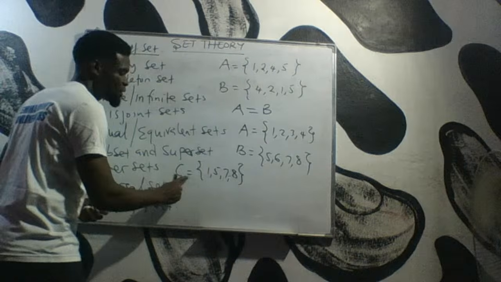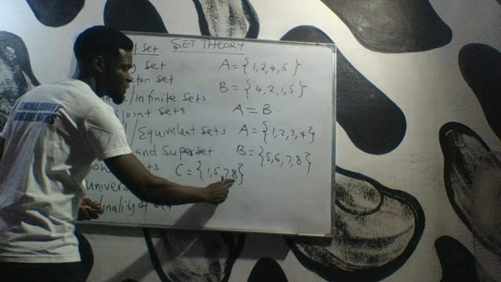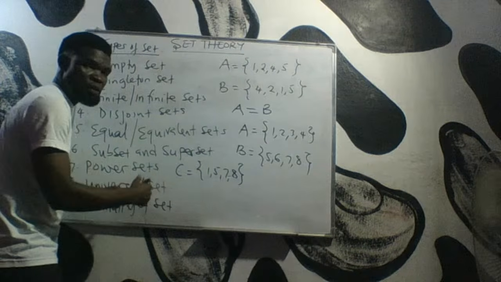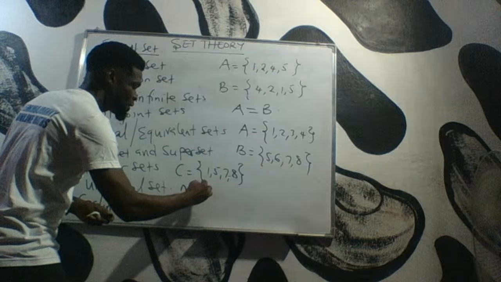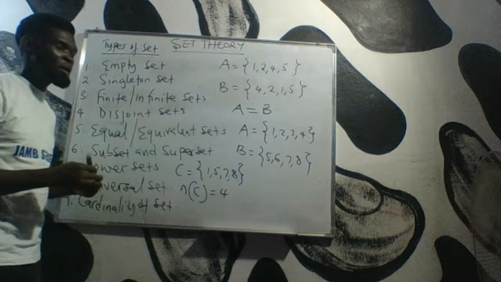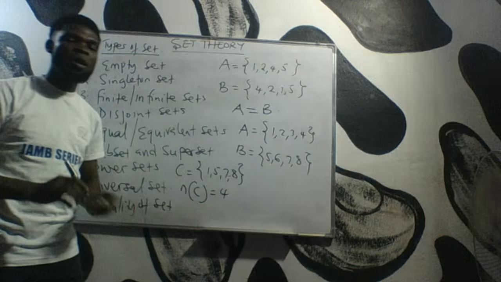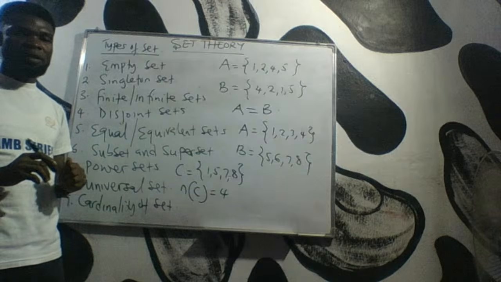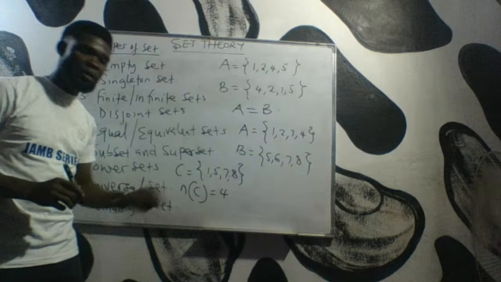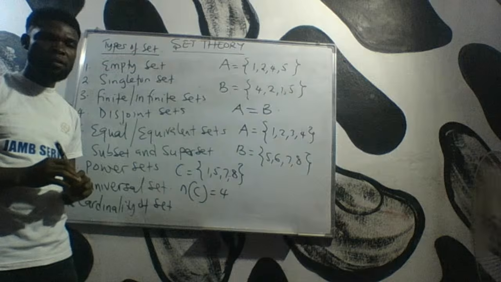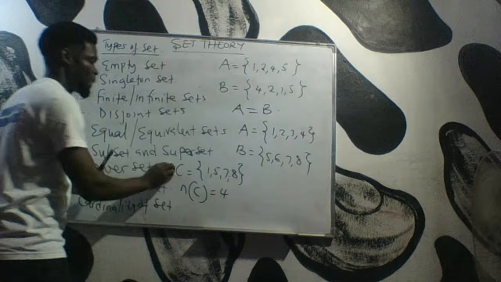Now, if I have a set C equal to 1, 5, 7, 8, the cardinality of set C, meaning the number of elements in set C, is equal to 4. Let's count 1, 2, 3, 4. That's what we mean by cardinality of a set. The number of elements in a set. That is cardinality.